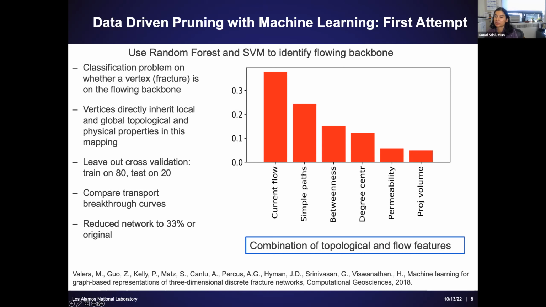One important feature that I want to point out here, and this goes back to the heart of our hypothesis. Why did we do all of this? Because we said the structure is important. And what kind of bears that out? If we look at the top five features that contributed to whether a fracture was on the backbone or not, you look at current flow, that's the physics, that's the flow, that's the flux, that makes sense. When there is more flow, a fracture is likely to be part of the network. But simple paths, betweenness centrality, degree centrality, these are all metrics that describe how the fracture is part of the network between the inlet and the outlet. So the physics, which is the flow, and then the next three properties were topological properties, and permeability came in at fourth.